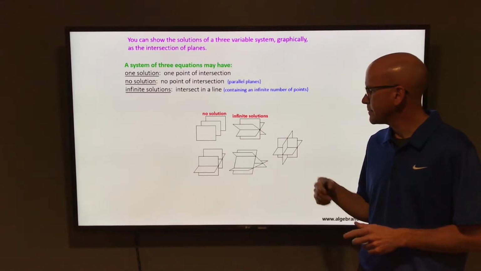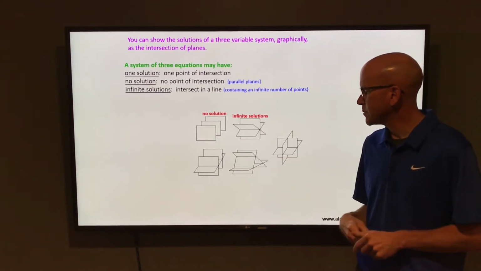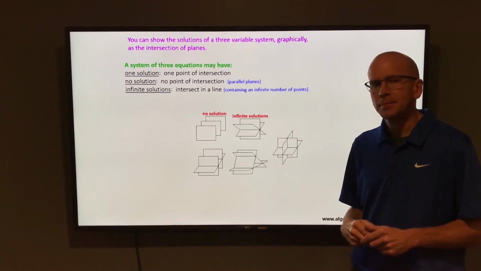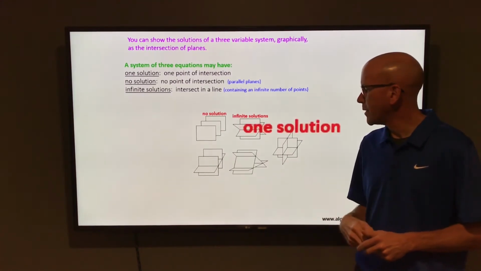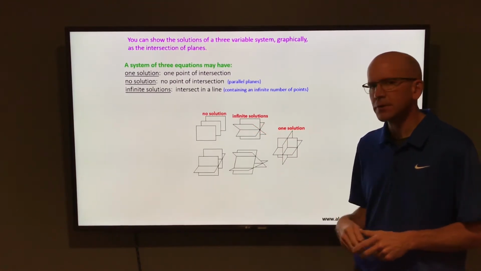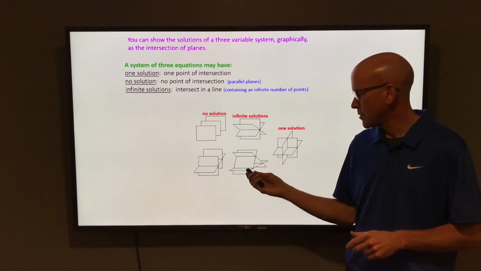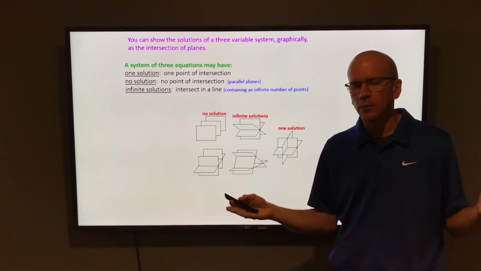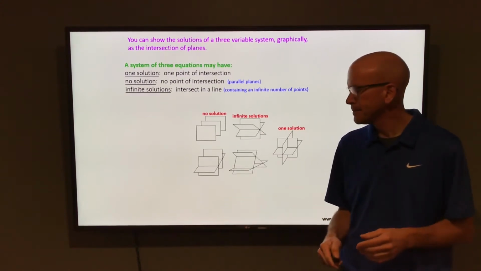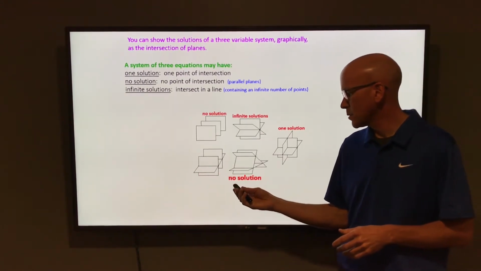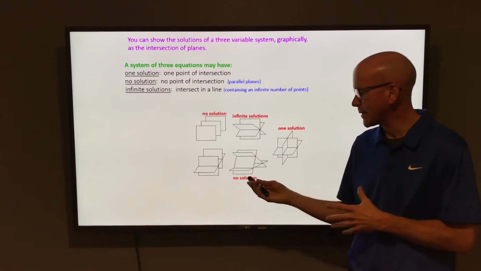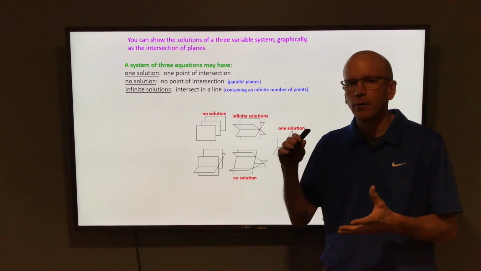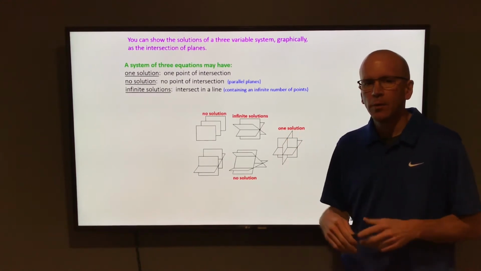Over here to the right, you have these three planes hooking together, but they all hook together at one point. So they all have one point of intersection, or one solution. Down here at the bottom, do these three planes all come together at one point, or at one line? No, they do not. There is no solution. Those are not parallel planes, but there is no solution. They do not all three hook together at one point or at one line.